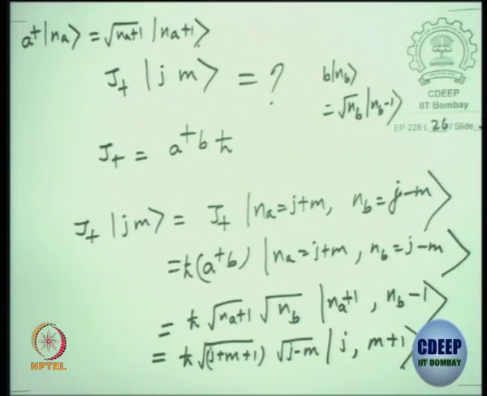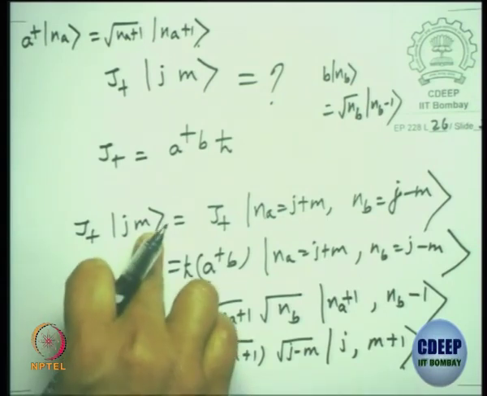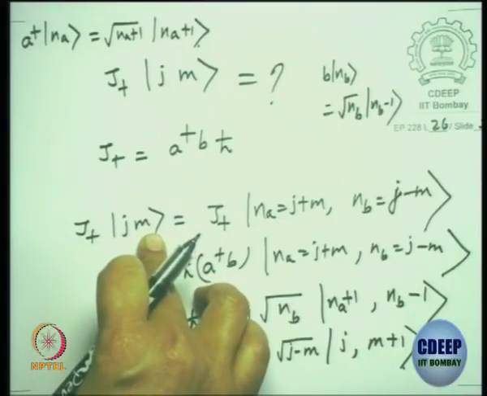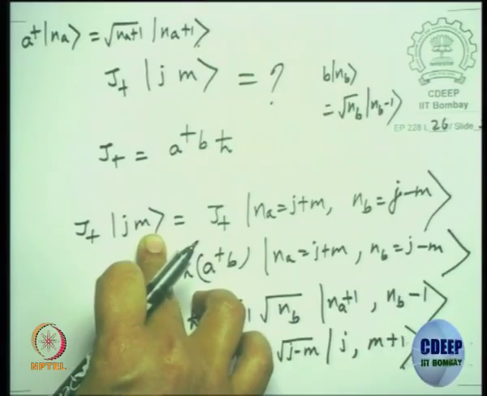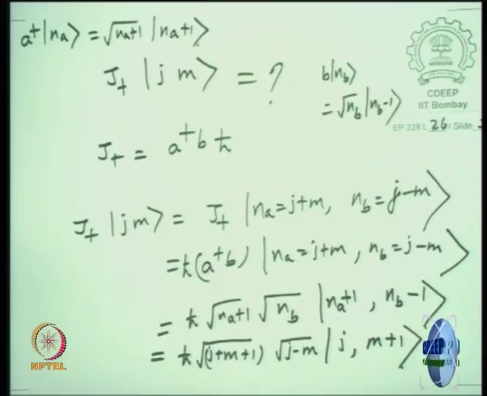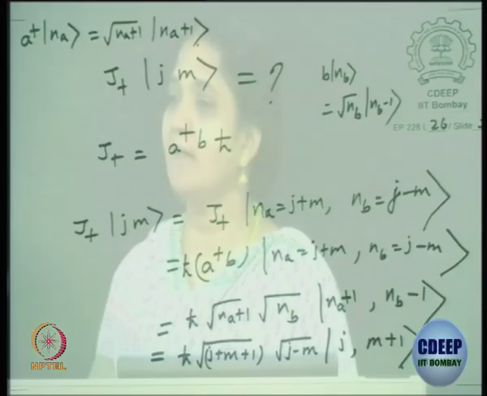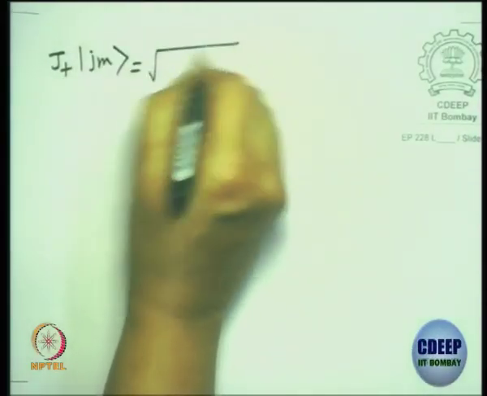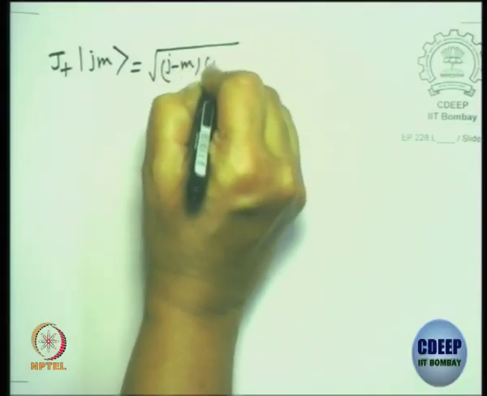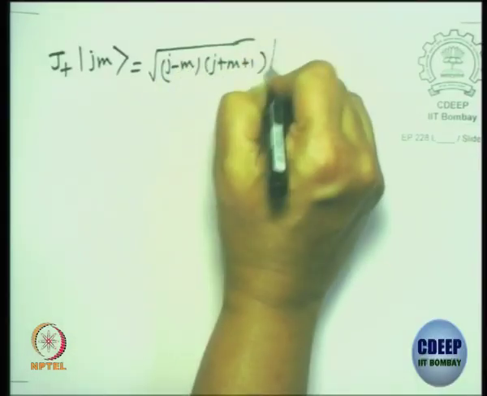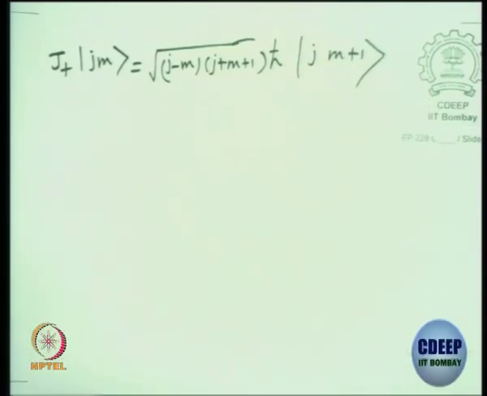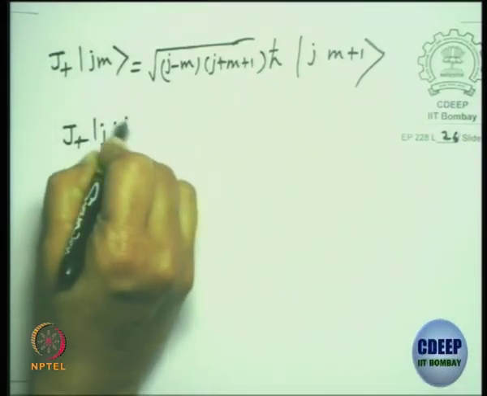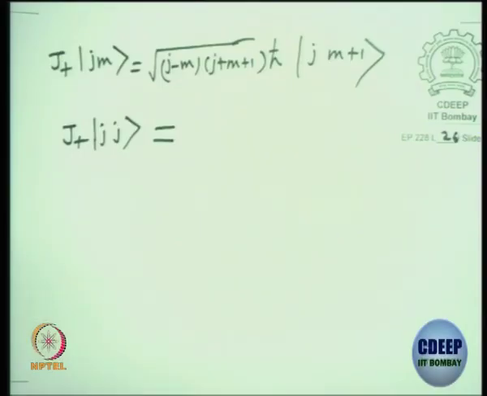There is one more thing you can check. If m is j, this also you know. You can't go to j comma j plus 1, right? M range is from minus j to plus j. What is j plus on j comma j? So, we find here j plus on jm to be square root of j minus m, j plus m plus 1, h cross on j, m plus 1. This is what we find. What is j plus on jj? It is 0.